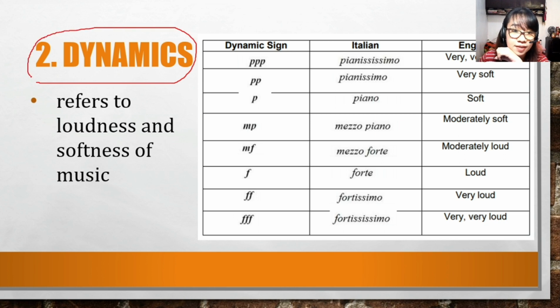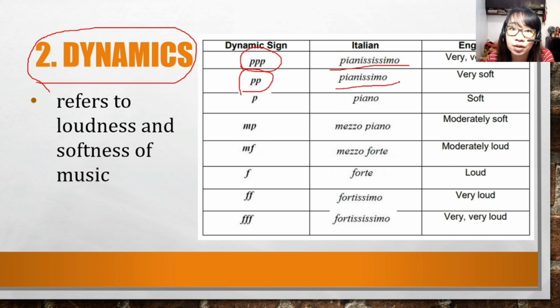The next element of music is dynamics. Dynamics refers to the loudness and softness of music, how loud or how soft music is. We have different dynamics that you can see in your notation sheet. We have ppp for pianissimo, the Italian word describing the dynamics. Pianissimo means very, very soft, like a whisper.